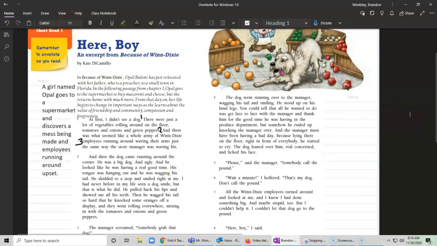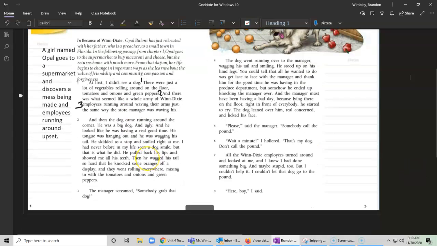Now, let's keep reading and see what we have. Paragraph two. And then the dog came running around the corner. He was a big dog and ugly. And he looked like he was having a really good time. His tongue was hanging out and he was wagging his tail. He skidded to a stop and smiled right at me.